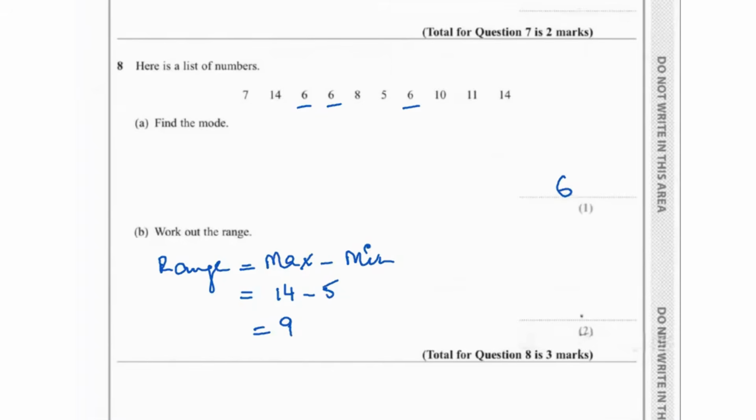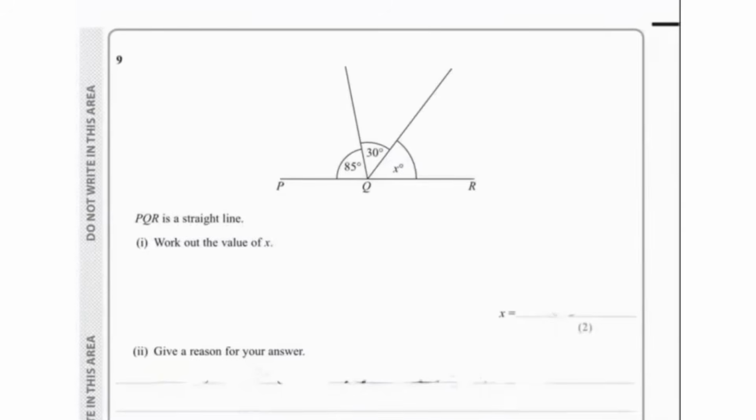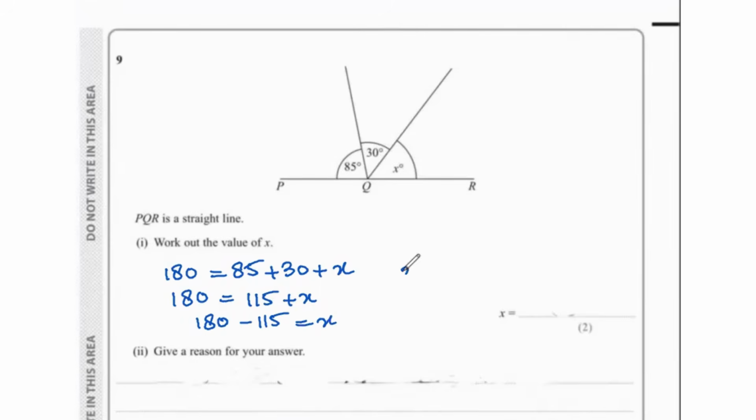That's your answer. Then it says PQR is a straight line. Work out the value of x. So whenever we have a straight line, angles on a straight line always add up to 180, which means 180 equals 85 plus 30 plus x. So 180 equals 115 plus x. 180 minus 115 equals x, and that's going to be 65. That's your value of x.